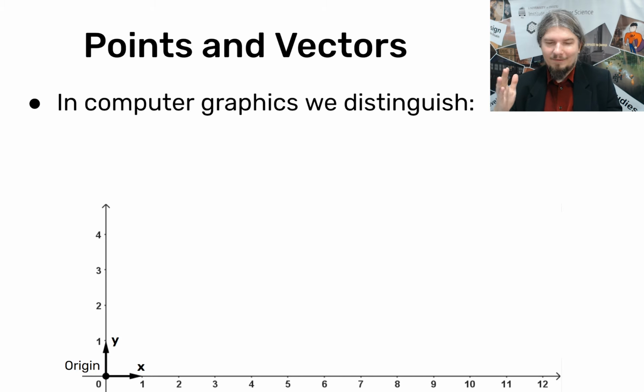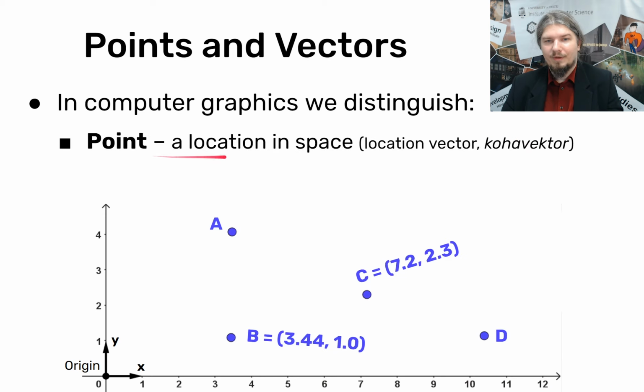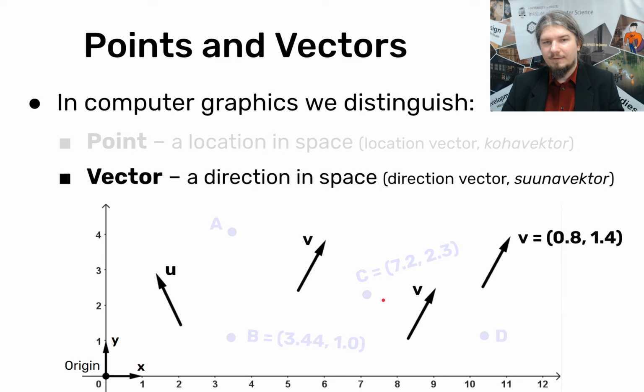So you probably all have drawn this Euclidean coordinate system at some point. There's an origin, there's an x-axis, there's a y-axis. In computer graphics, we distinguish points, which are locations in space. In Estonian, they're also called kohavektor. Those specify different locations, like this location here, 7.2, 2.3. But we also have vectors. Vectors are directions in space. Also in Estonian, they're suunavektor.